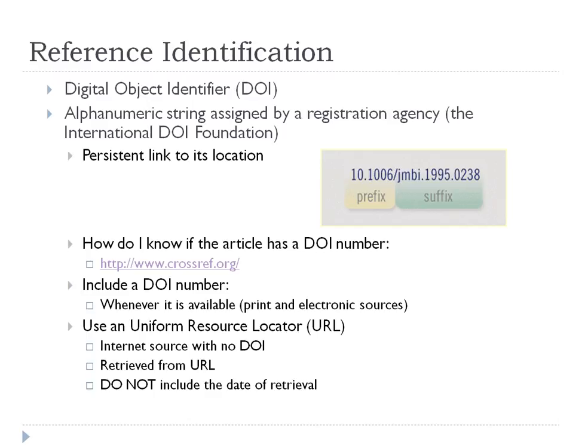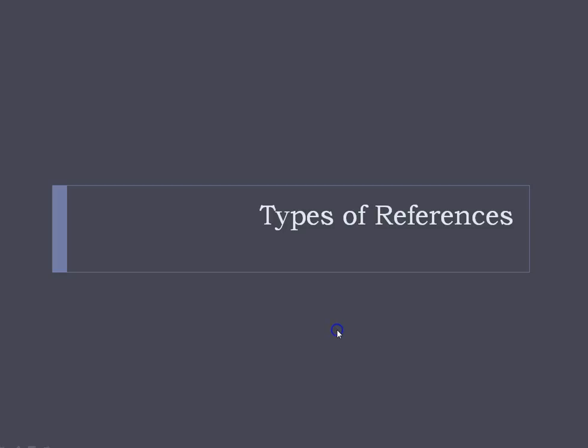Now, you're only going to use a URL number if the internet source has no DOI. And what you're going to do is if it doesn't have a DOI, you're going to have to write retrieved from, then the URL number or the Uniform Resource Locator. What you don't want to do, which in the past in APA, you used to always say retrieved on a specific date. But now you do not include the date. You're just going to write retrieved from and then the URL number.